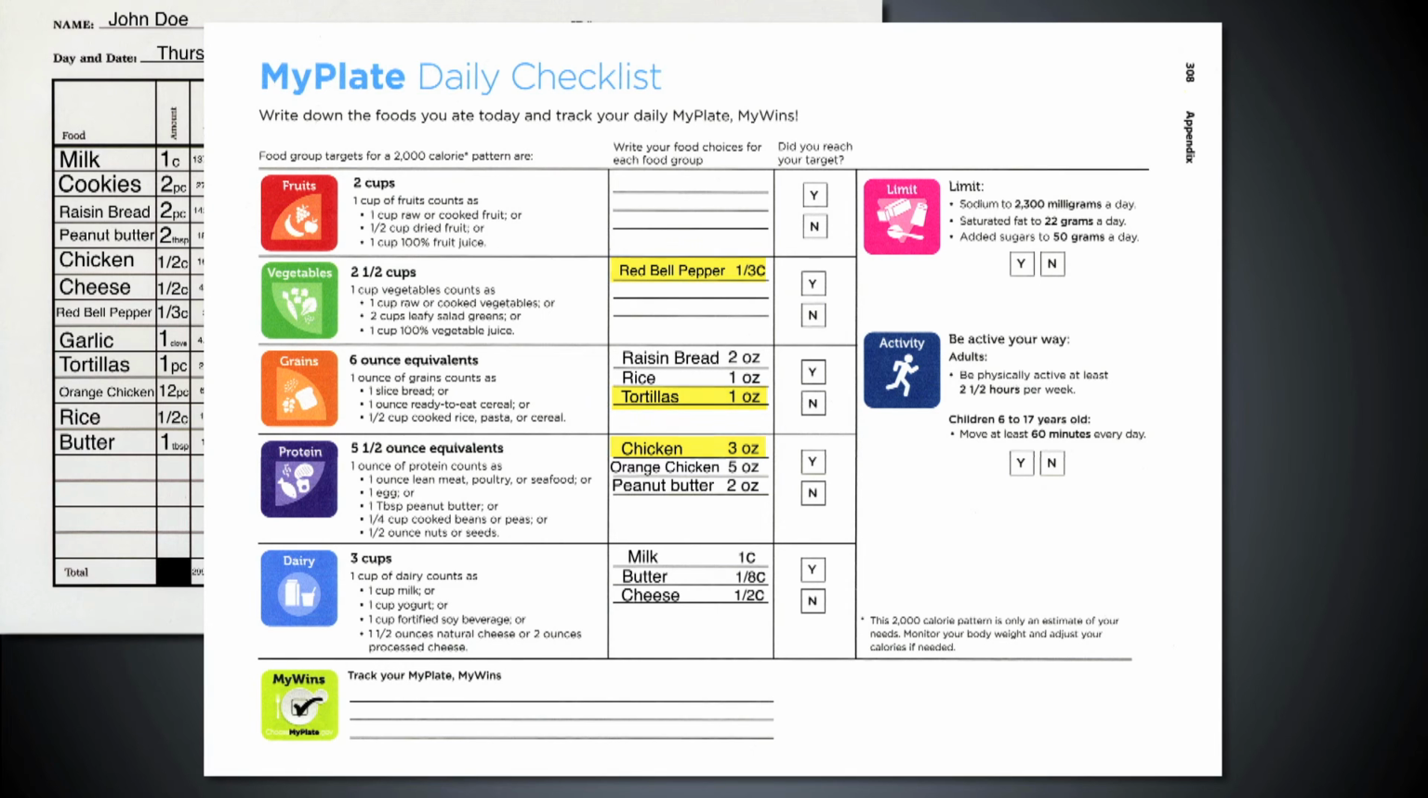Note the total number of servings in each food group and ask yourself if you've reached your target number. Then circle Y for yes and N for no. Next, record the amount and type of physical activity you did for that day. Finally, identify 2 small changes you can make to improve your diet and increase your physical activity level. The more specific the example, the better.